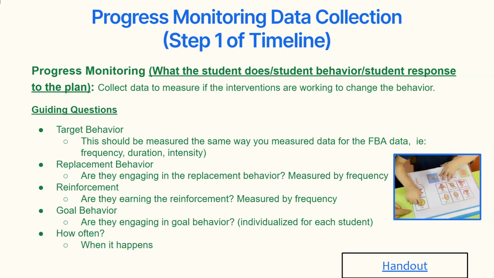Student response is also part of progress monitoring. What that means is we want to gauge: yep, we put together this awesome intervention, we implemented it with fidelity, what was the student's response to that intervention? Did the behavior continue? Did the behavior stop? Did the student engage in the intervention? Those are different things that we're looking at in regards to what was their response, and that's all part of progress monitoring.